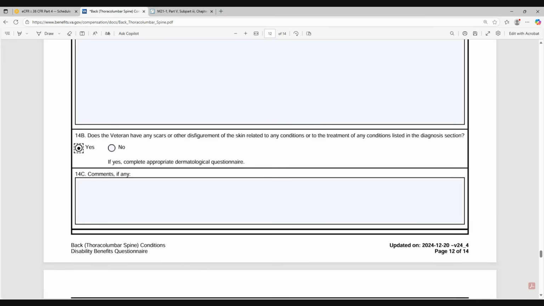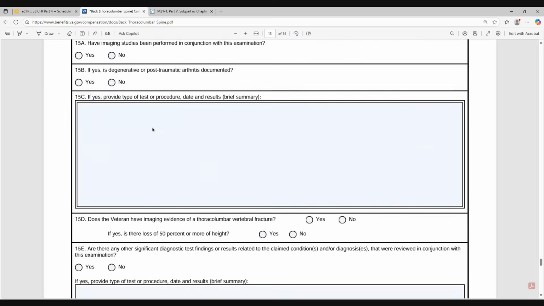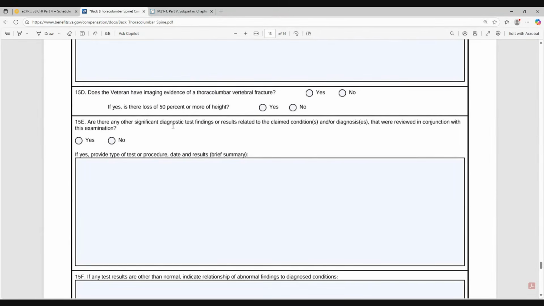But you'll get granted at 0 now, which is fine. But if you have painful scars, it would behoove you to kind of report that and claim the scars with your spine claim. And then diagnostic tests don't really matter for the rating decision unless there's like a vertebral fracture.